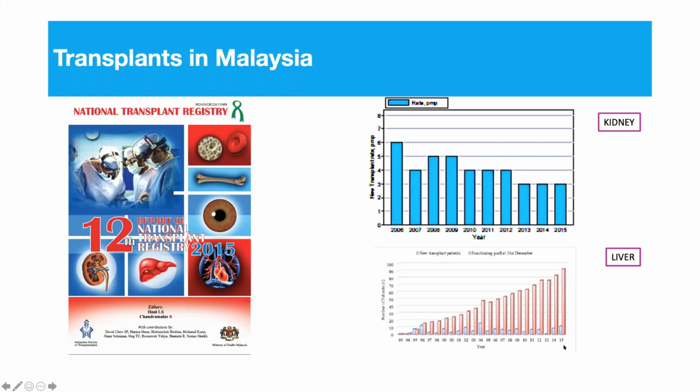And also liver transplant: in 2015, there were only about 10 liver transplants. Okay, 10 total, not 10 per million, 10 total transplants. So very low numbers.